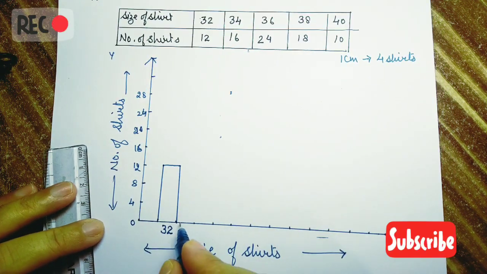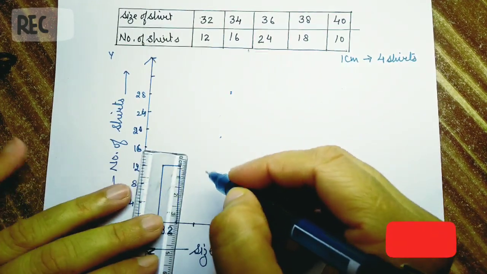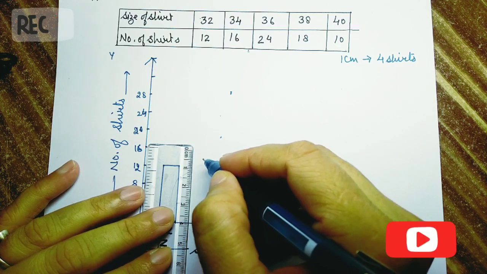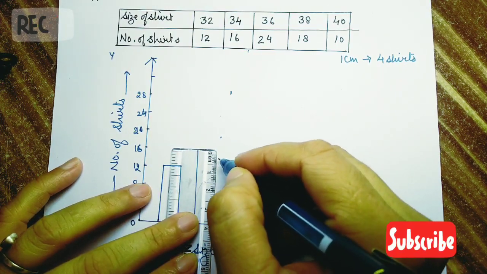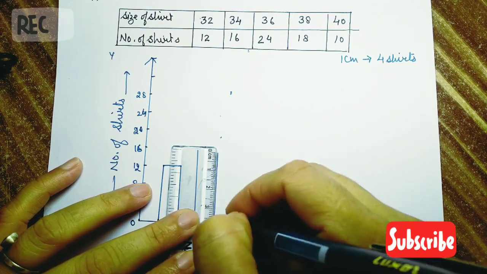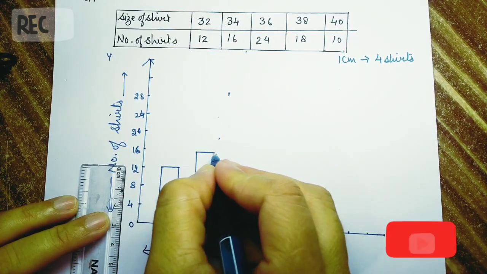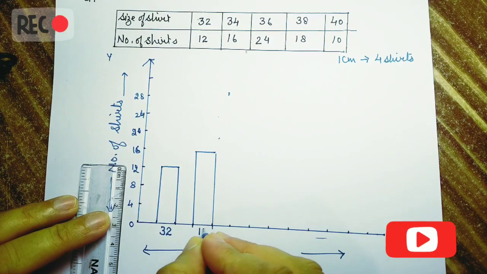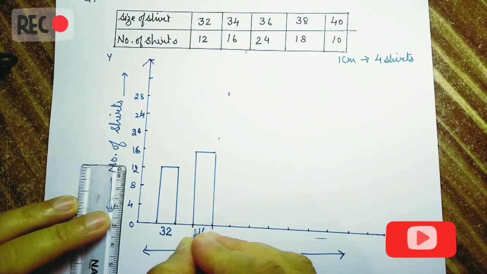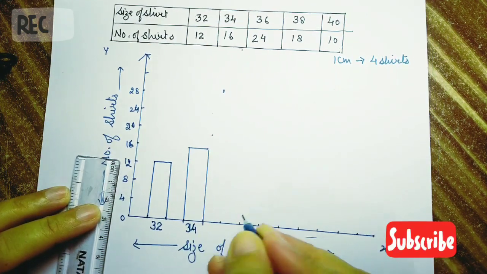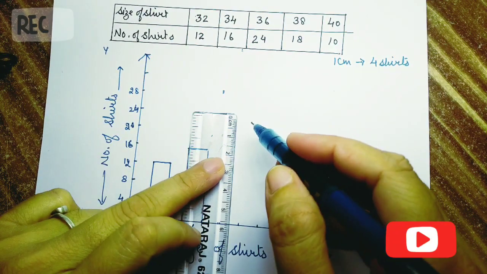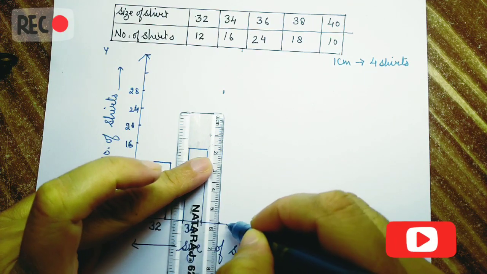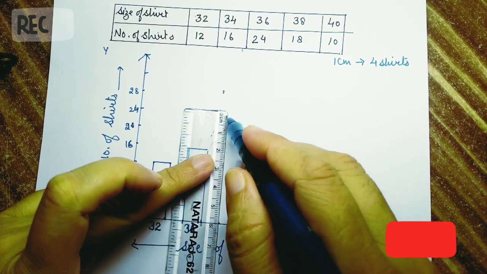Then to draw the second bar, we have to leave again 1 centimeter. The second is representing 16. Okay, so 16 will be here. Now 16. Okay, third is size number 36. Again leave one bar, and it's 24. So we have to draw this till 24.